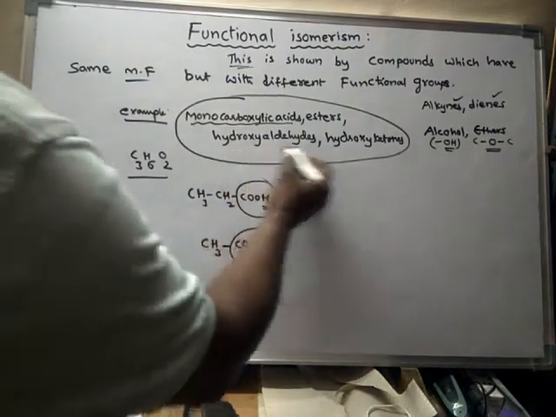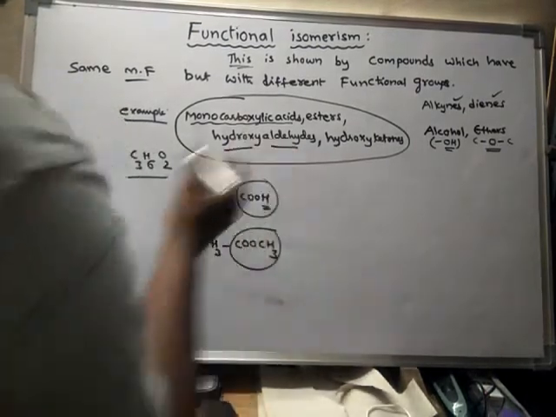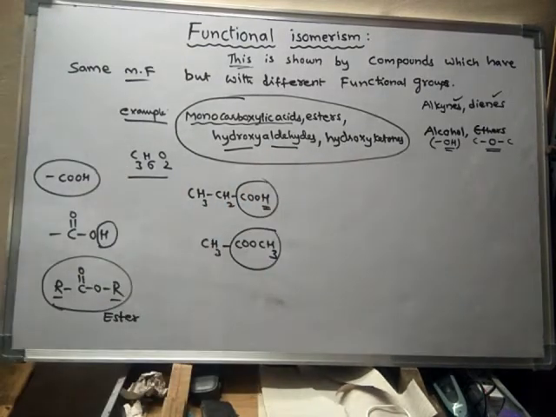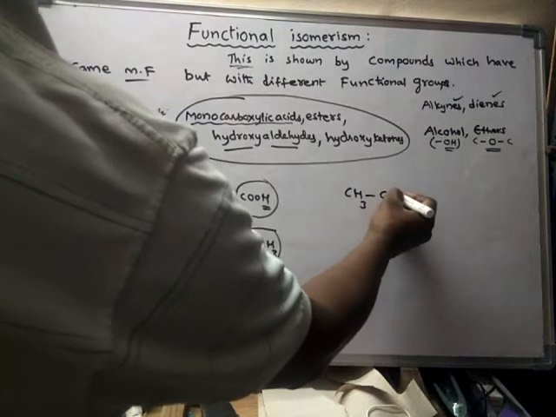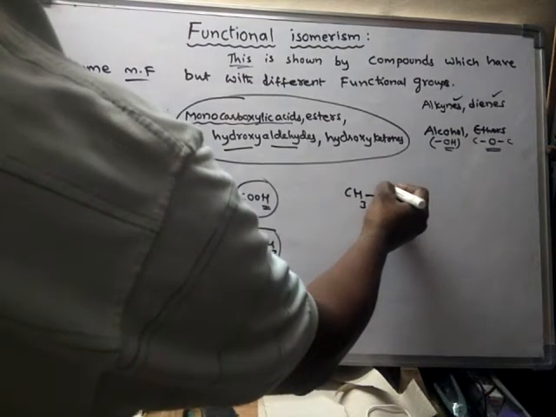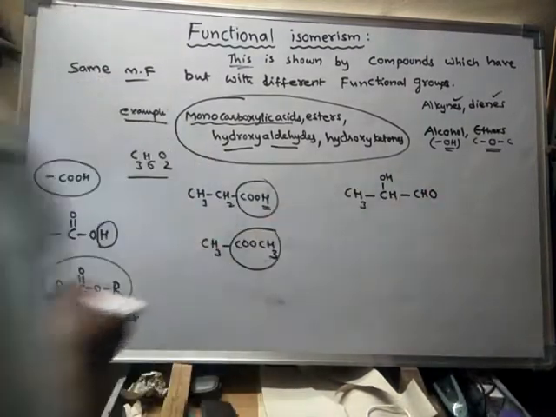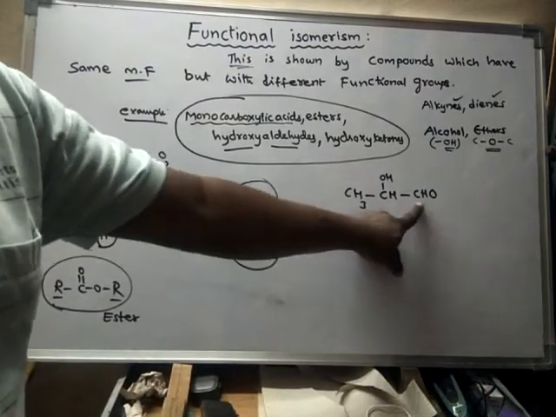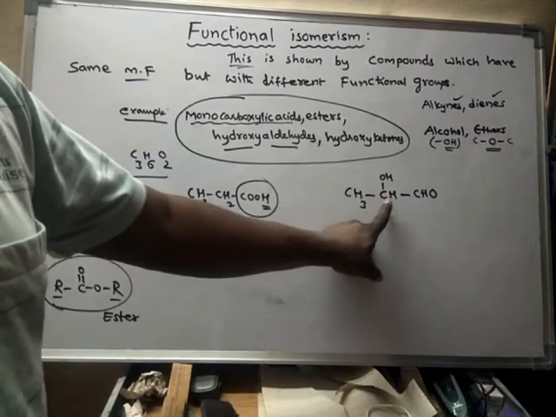Okay. Hydroxyaldehydes. What is the meaning of hydroxyaldehydes? That means aldehyde and hydroxy: the OH group and the aldehyde CHO group. If both are present in the compound, then they are said to be hydroxyaldehydes. For example, CH3, CH, OH, CHO. So here a hydroxy group is present and an aldehyde group is present. Such compounds are said to be hydroxyaldehydes.